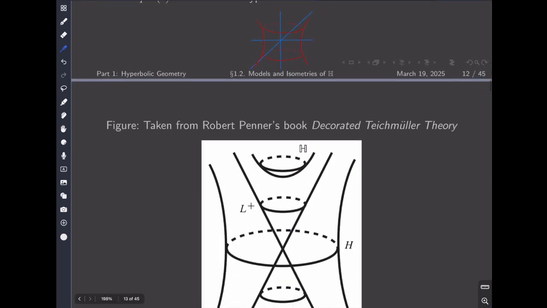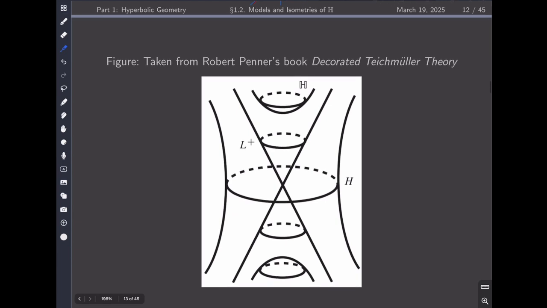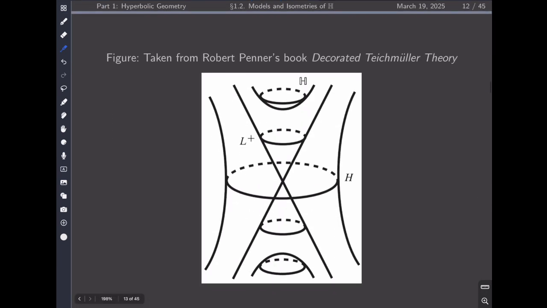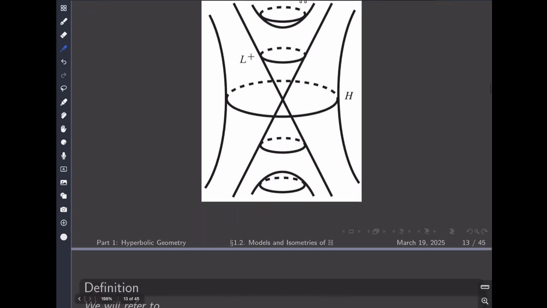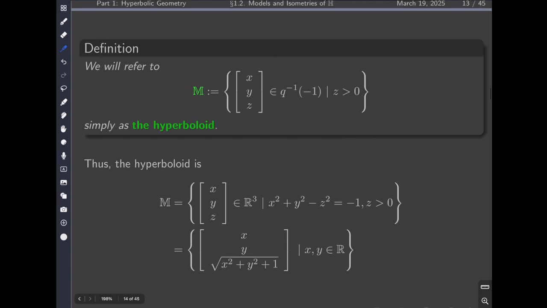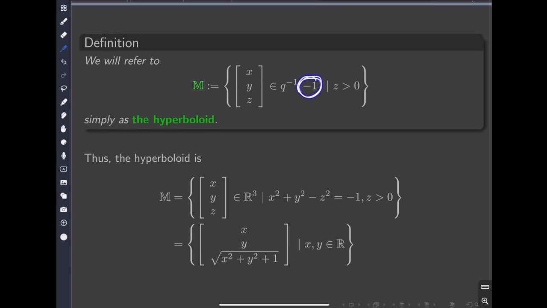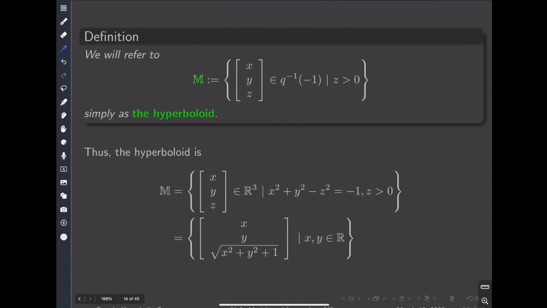And we are going to, okay, this is another picture, nicer than the one I drew from Penner's book. We are going to take the value -1, for which we saw that it's a two-sheeted hyperboloid of revolution. But then we are going to take only the upper sheet, and I'm just going to call it the hyperboloid, even though I'm taking only one of the two sheets.